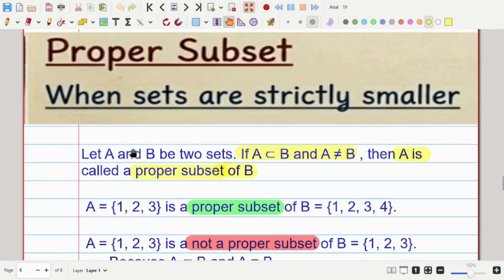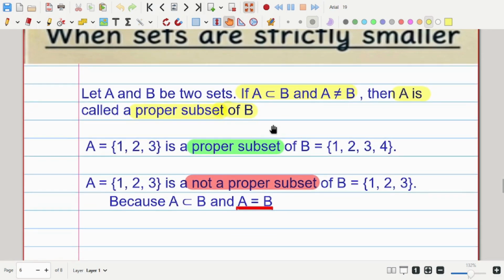Proper subset. Let A and B be two sets. If A is a subset of B and A is not equal to B, then A is called a proper subset of B. Example, A is the set {1, 2, 3} and B is the set {1, 2, 3, 4}. Now the question is, is A a proper subset of B?